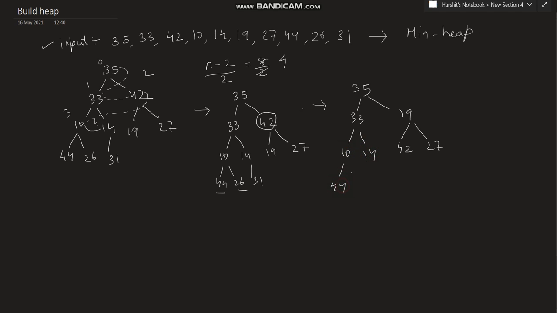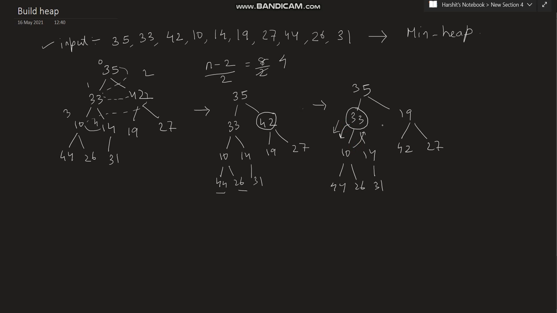Okay, now the next node on which we want to perform min heapify is 33. So we need to compare 33 with the left child value and the right child value, and if the smallest is from the left child and the right child, we will be moving in the smaller direction. So on comparing 33 with 10 and 14, 10 is the smallest. So we will be moving in this direction. So we are going to swap 33 with 10.